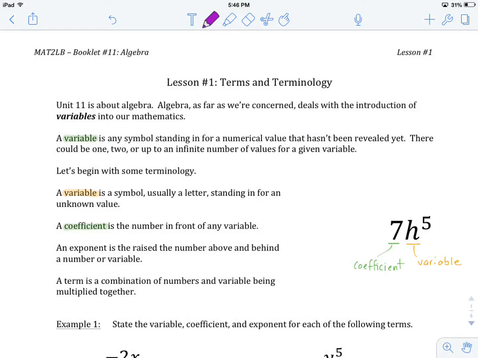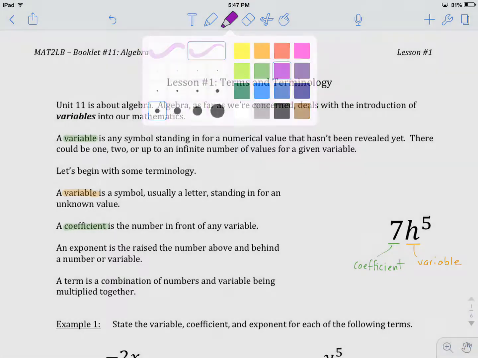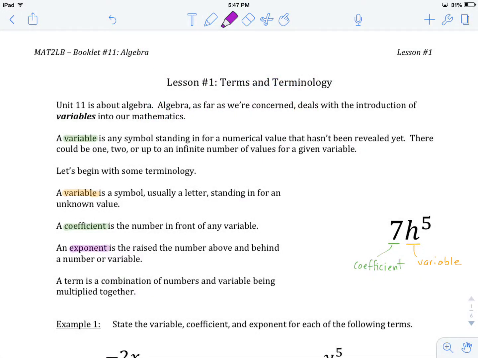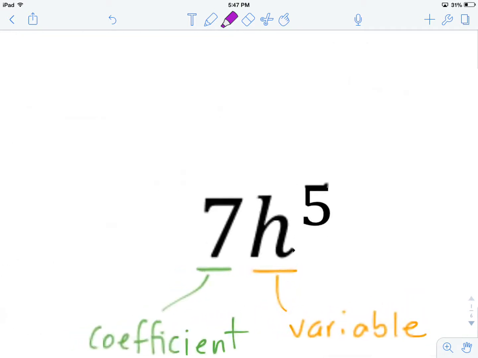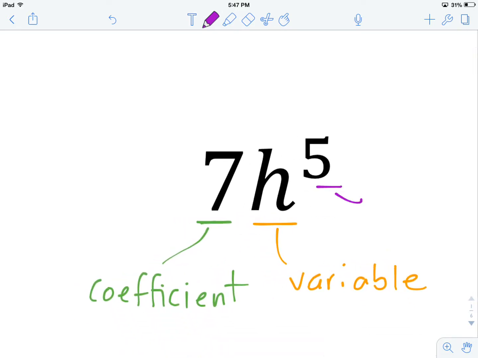Last bit of terminology we're going to explore today is, or I guess the second last, is exponent. And an exponent, it has a particular mathematical role, but all we need to know at this moment is it's the number that's raised above and kind of behind the variable, or in some cases a number. So if we're looking for something that's sort of lifted up above the other parts of our term, that's going to be our exponent. And in this example, 7h to the exponent 5, this is our exponent over here, the 5 that's kind of hanging up there in the air like you can see.